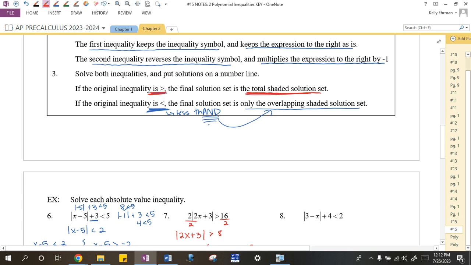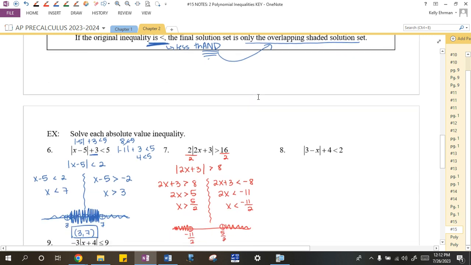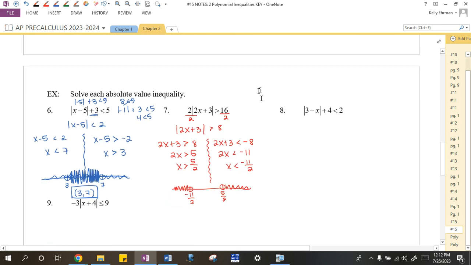So, for this one, I think greater, or means this or that, total shading. You can also, if you're not sure, you don't have to just memorize these rules.